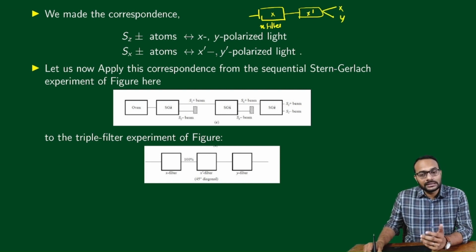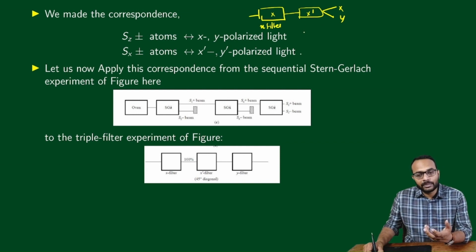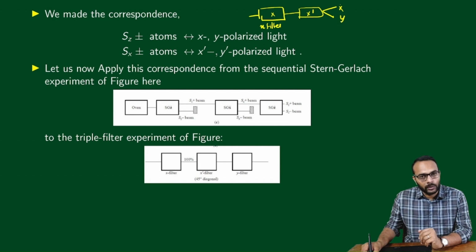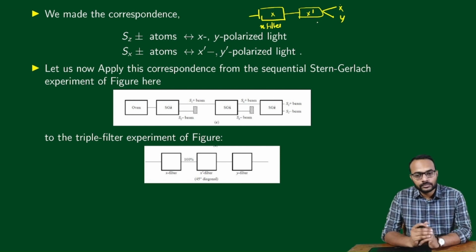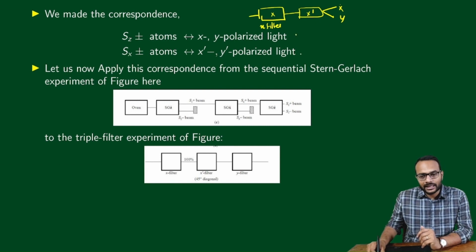Now, what was the reason for this? We said that the X prime direction can be written as a linear combination of both X and Y directions. That's the reason. X prime has a component along X direction and also a component along Y direction. So we expanded X prime in terms of X and Y, and this explained why these things are happening. Now let's look at the Stern-Gerlach experiment.